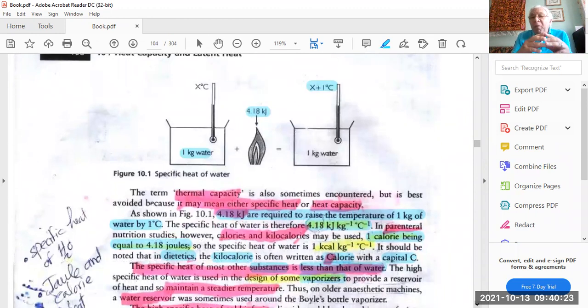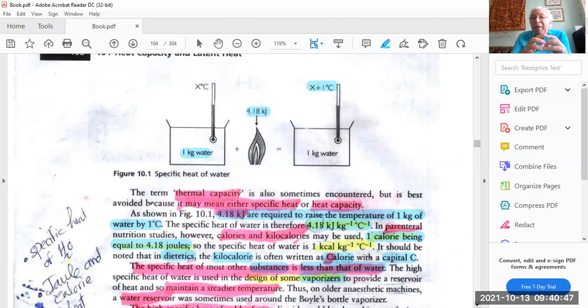Now we come to the specific heat of water. Water is very important as regards liquids in anesthesia. We will talk about that later on. We can see from the figure that we have 2 pots, each of them containing 1 kilogram of water, which equals 1 liter of water.